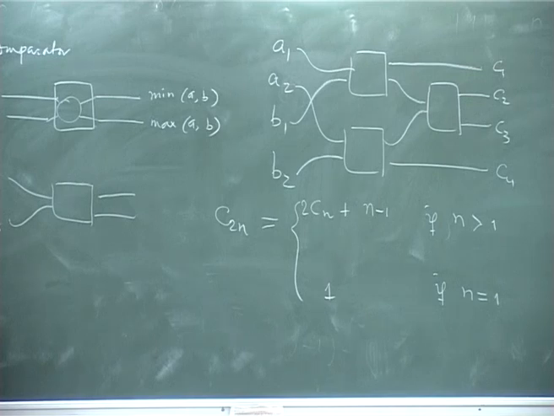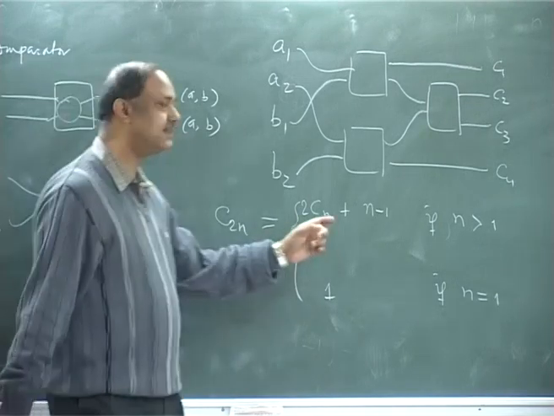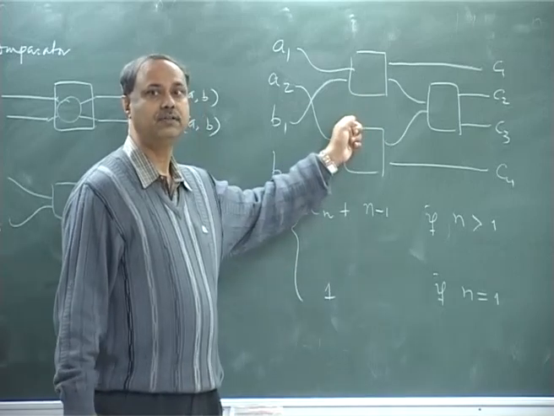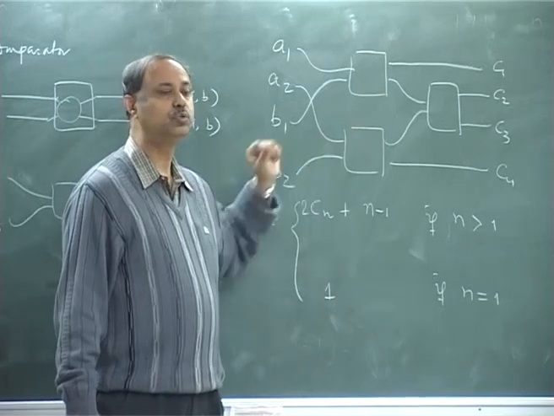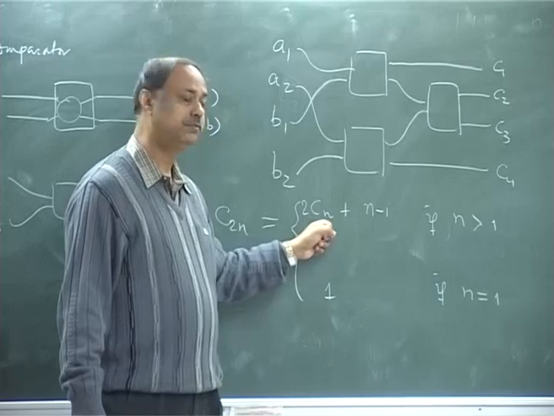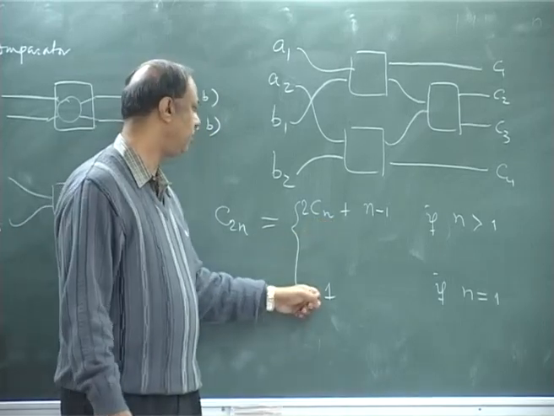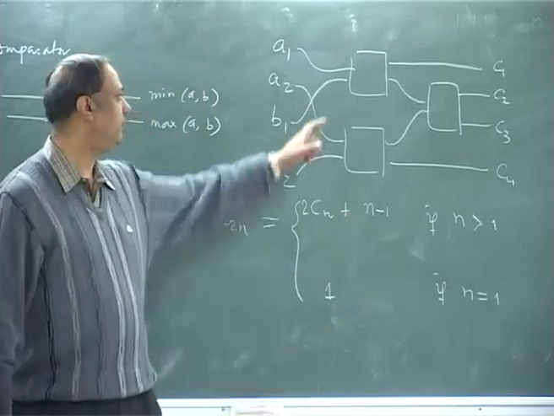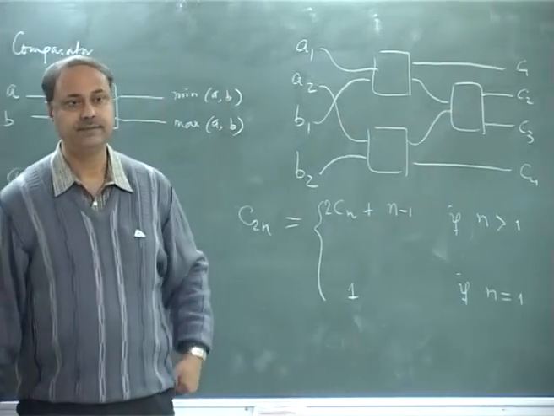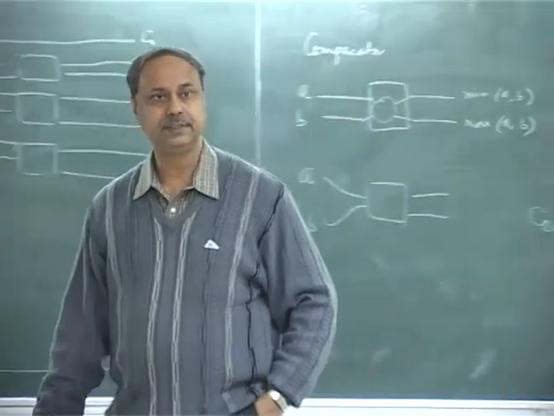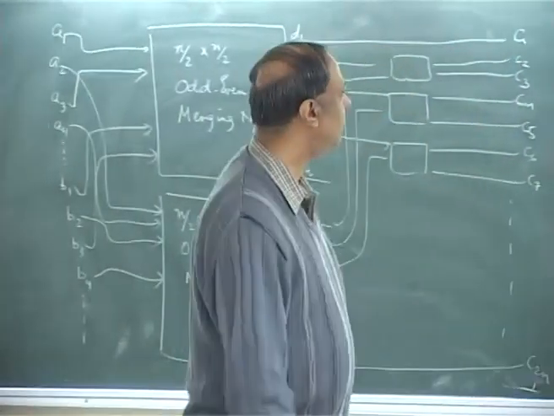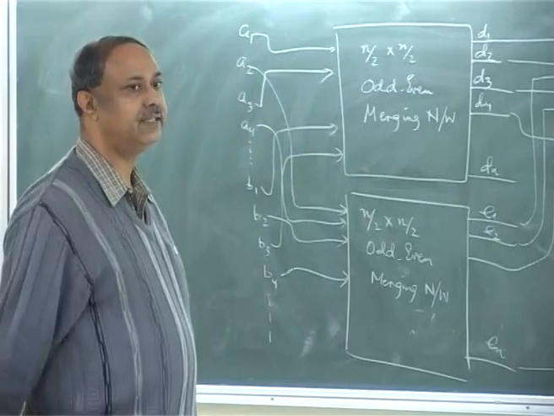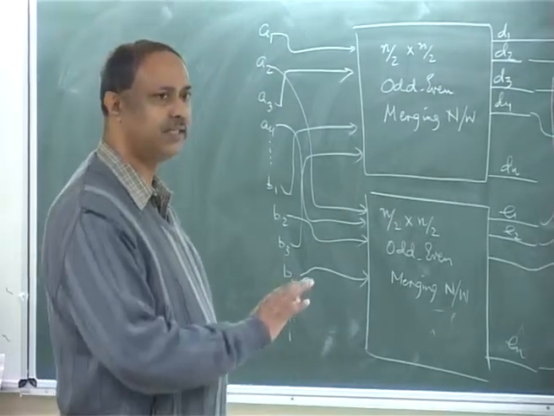Now if it is the case, you check whether your recurrence relation is valid for this or not. That is n equals to 2. 2 into C1, C1 is 1, 2 into 1 is 2, plus 1, 3. You need the 3 comparators. Agreed? So this is the number of comparators you need. We will solve it later on.